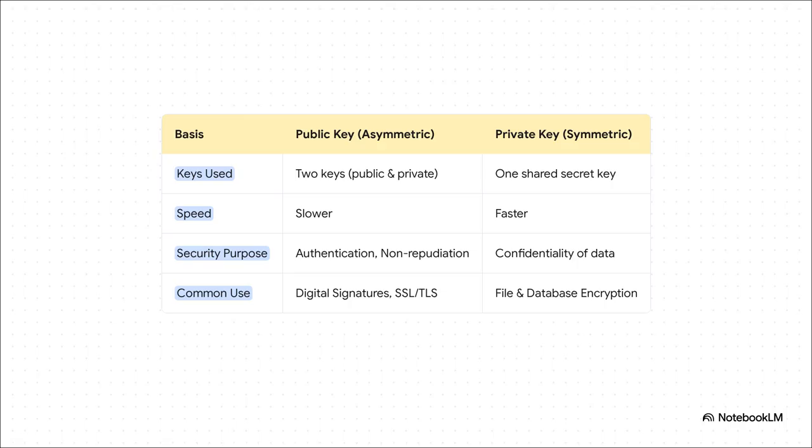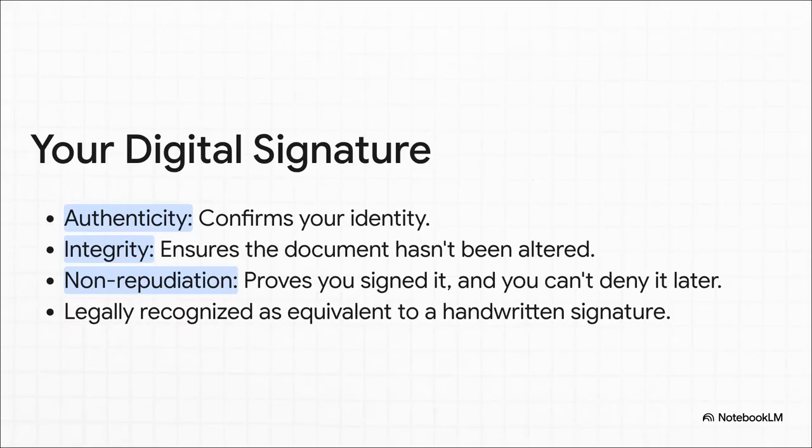But that two-key system, that is the real game changer. It's not just about secrecy, it's about identity. It's what allows you to prove with mathematical certainty that you are who you claim to be online. And that two-key system is what creates something called a digital signature. Think of it as your unique, impossible-to-forge digital fingerprint.